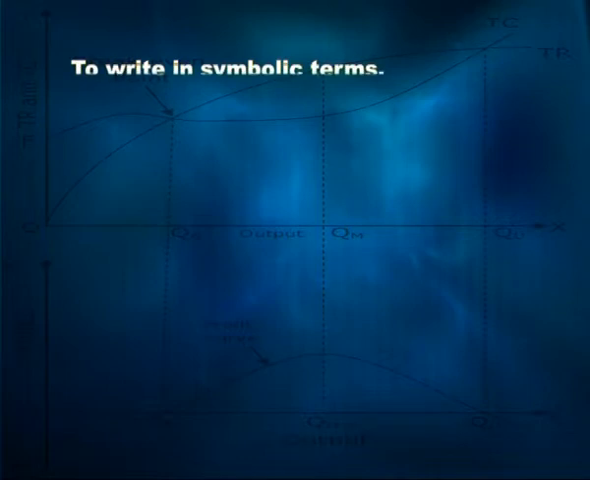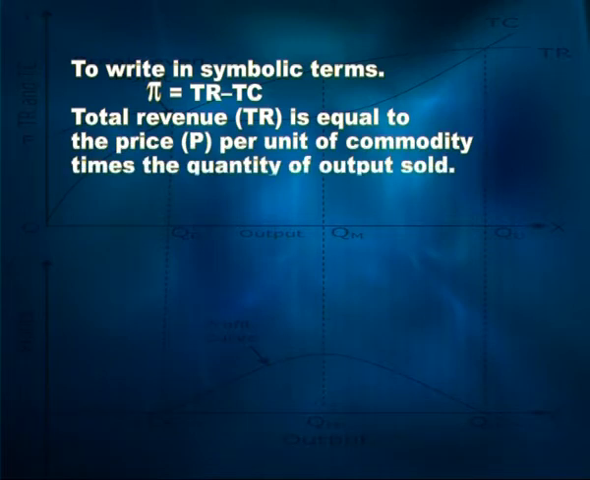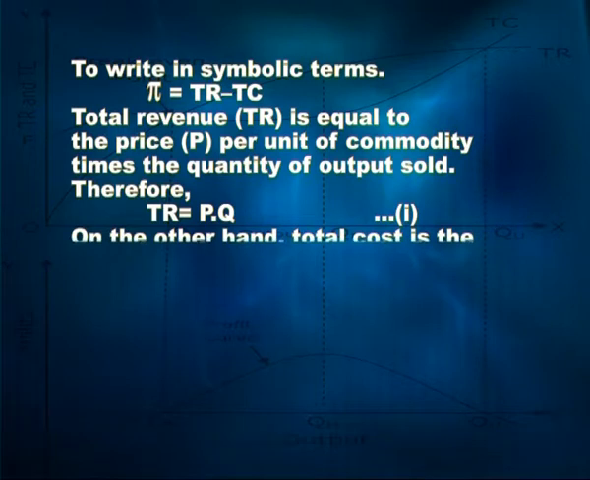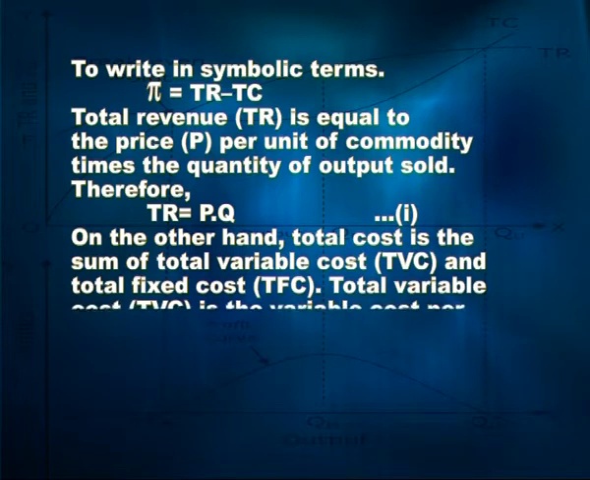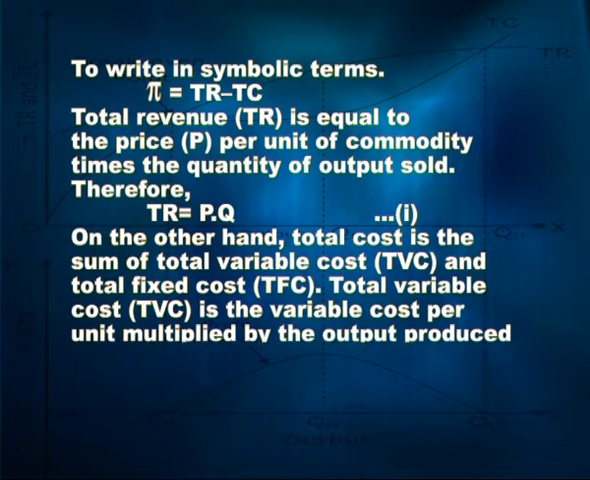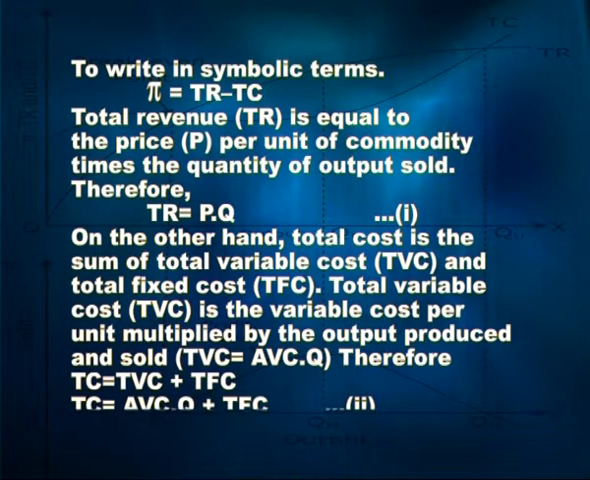To write in symbolic terms, we have pi equals TR minus TC. Total revenue TR is equal to the price P per unit of the commodity times the quantity of output sold. Therefore, TR is equal to P times Q. Let's make this equation 1. On the other hand, total cost is the sum of the total variable cost TVC and total fixed cost TFC. Total variable cost TVC is the variable cost per unit multiplied by the output produced and sold. So, TVC is equal to AVC times Q. Therefore, TC is equal to TVC plus TFC. So, that implies TC is equal to AVC times Q plus TFC. Make this equation number 2.